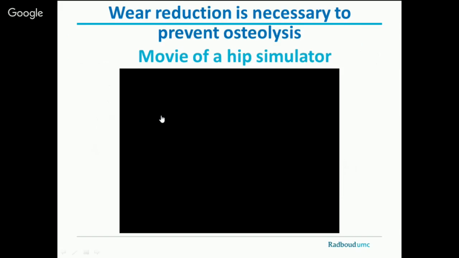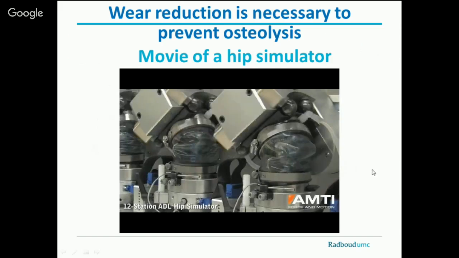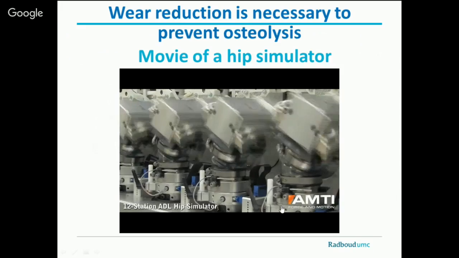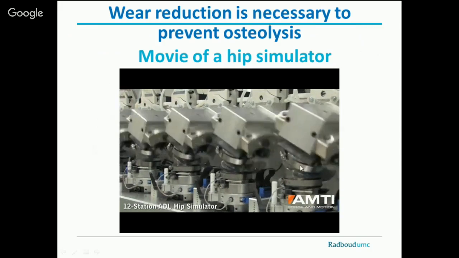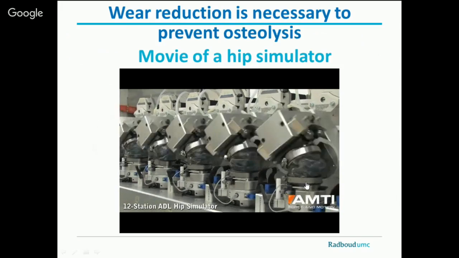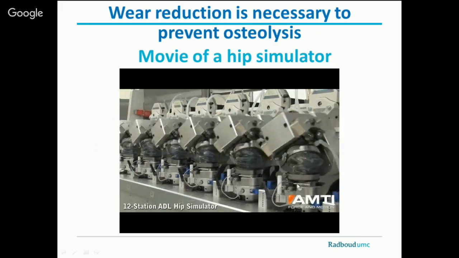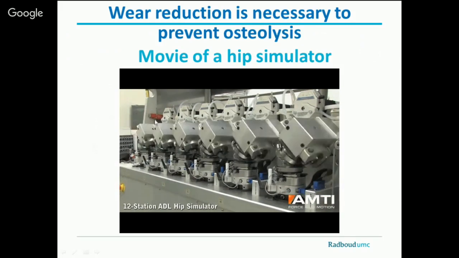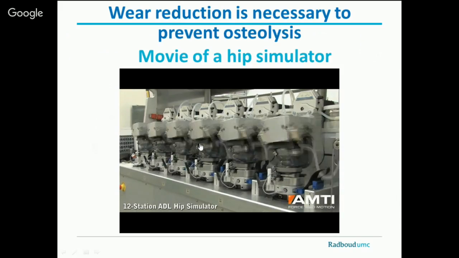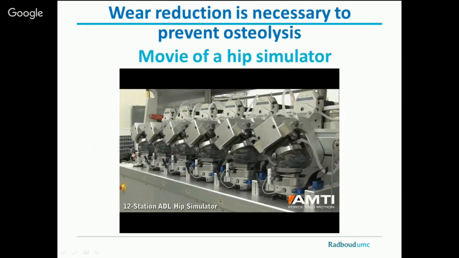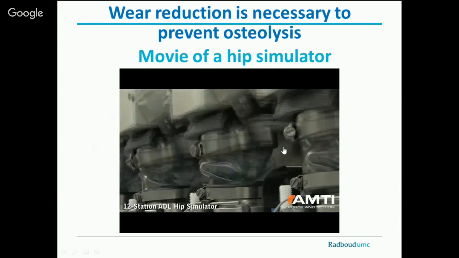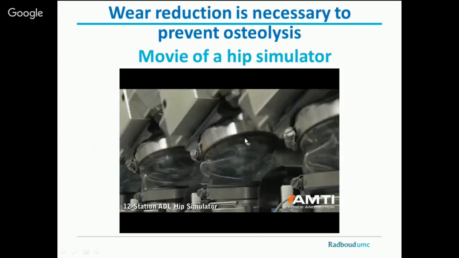So people develop new polyethylenes and they test them in machines. And this is a hip simulator of AMTI. It's an American company. And they have the same kinematics as the hip. Of course, it's prescribed, so it's not as variable as we would use a hip. But nevertheless, they do a lot of testing on these new polyethylenes that people develop.